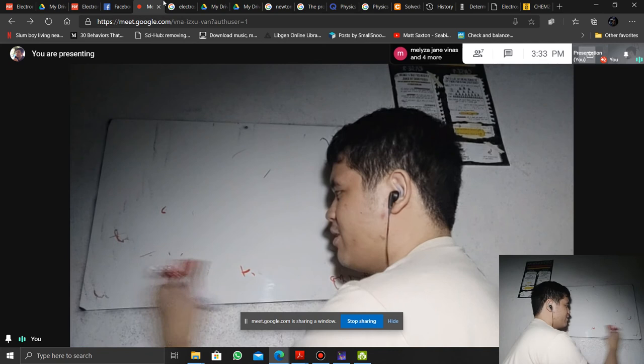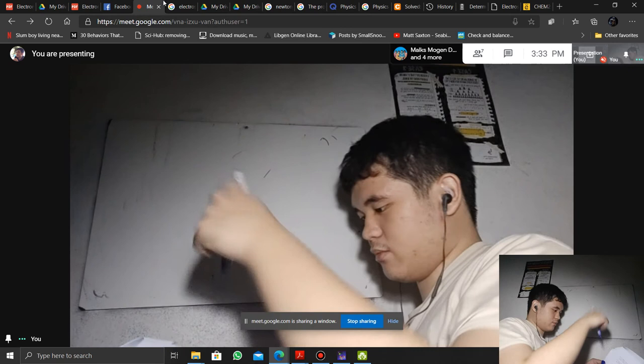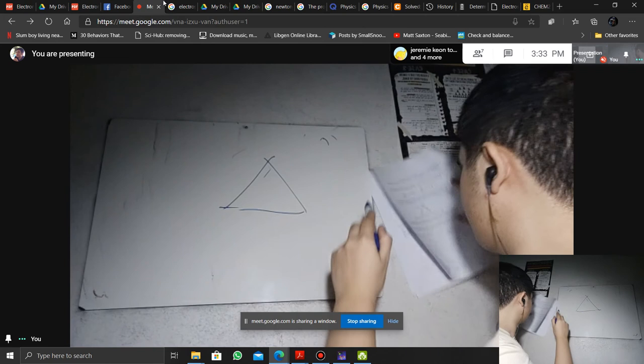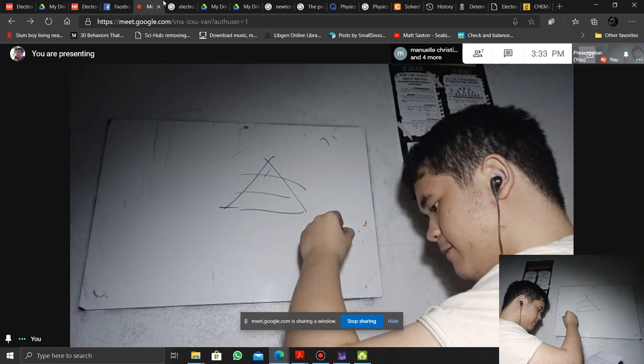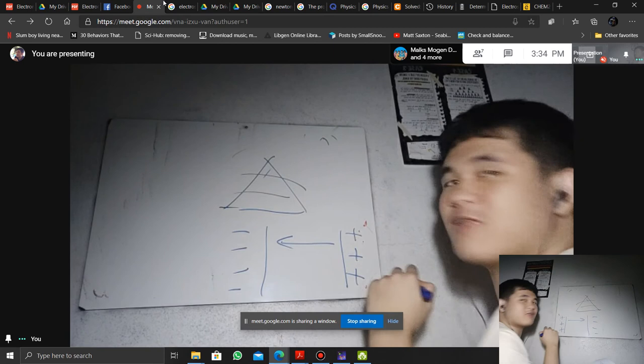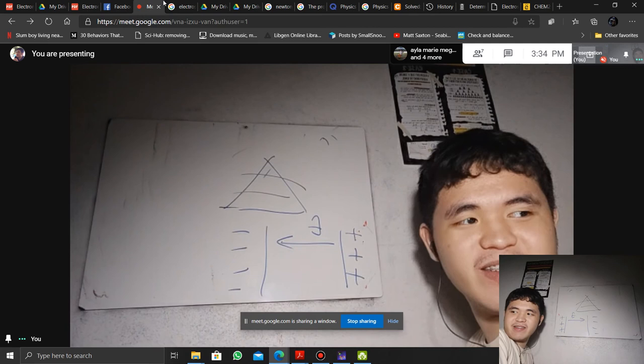field. So let's draw the diagram. Ay, sorry. Mali. Okay. Ayan na, take note. Electric field that points due east. Ano yung sabihin nun? Ito yung positive plate. Ito yung negative plate. Okay. Gets ba yun, guys? Ganun dapat yung plate, ha? Nag-gets yun? Okay. Kasi from positive to negative ang flow ng electric field.